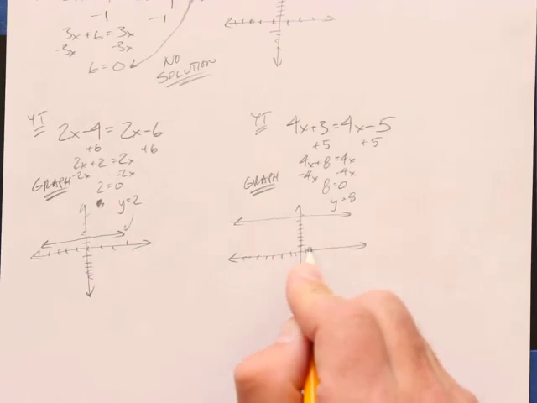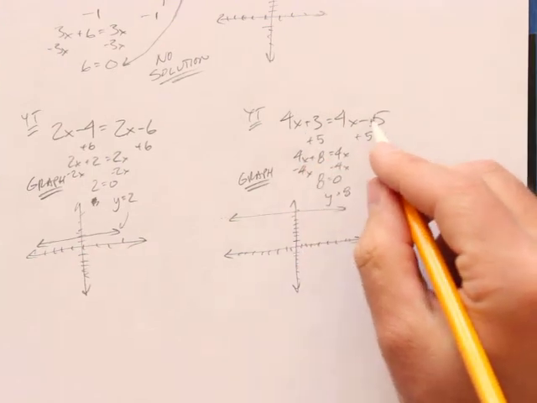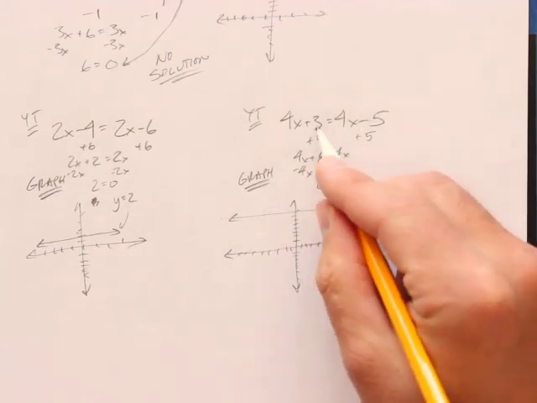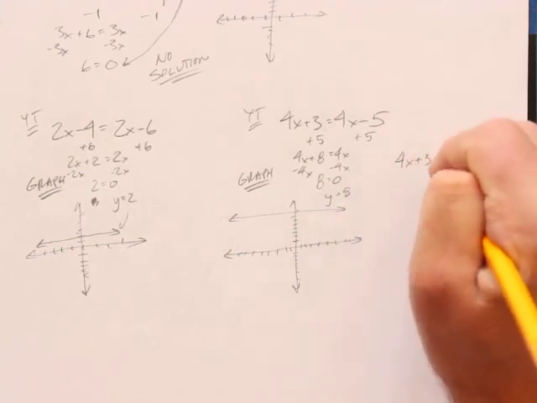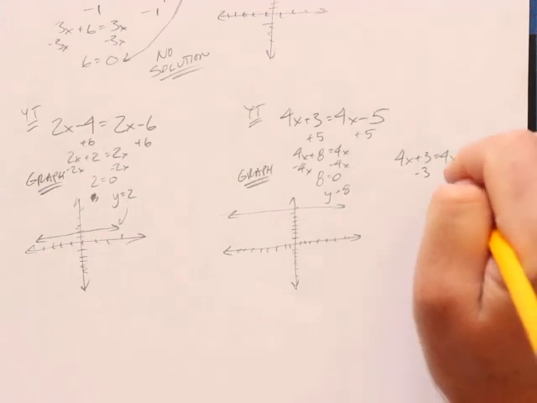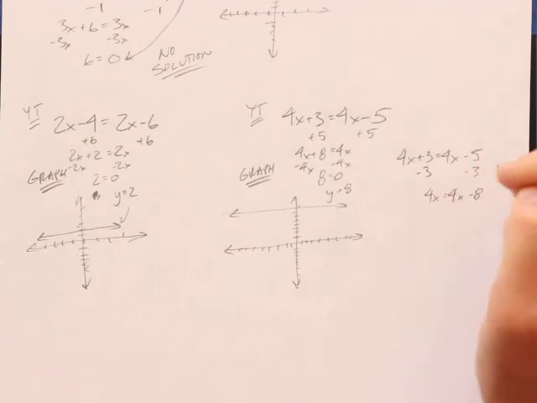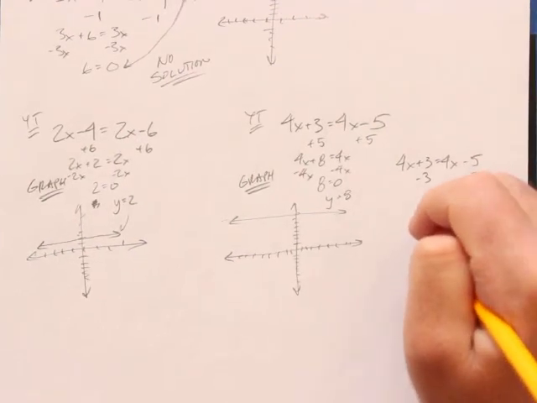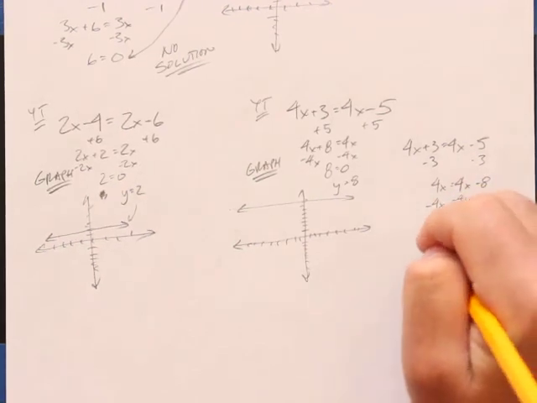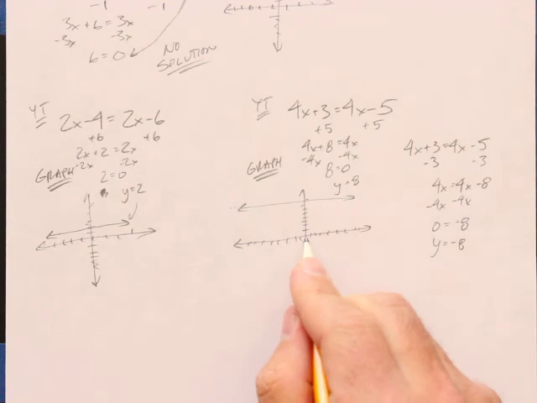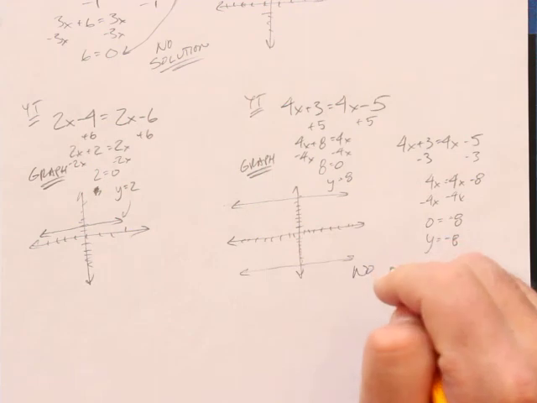Now, there's another interesting thing that you might see on these. What if I were to take this and I were to have subtracted 3 from both sides? Let's just try that. Subtract 3 from both sides. And then I've got 4x equals 4x minus 8. Subtract 4x from both sides. And I end up with 0 equals negative 8. So I should have y equals negative 8 as well. I should go down here to negative 8. It could be down here. Either way, the answer is no solution.